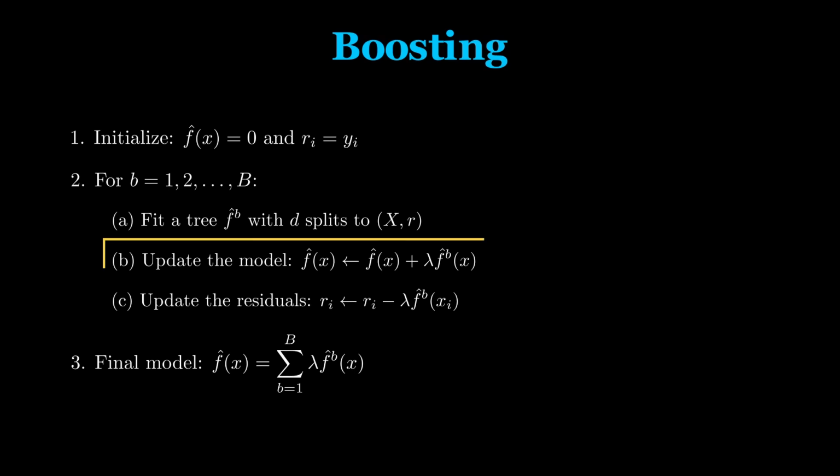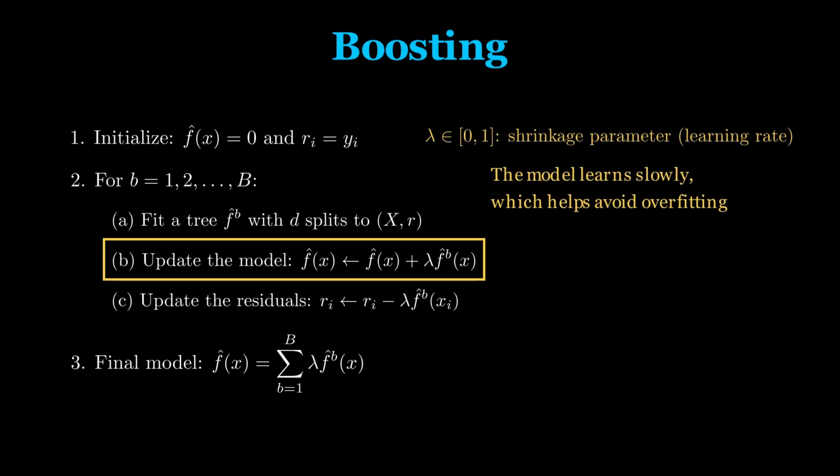The parameter lambda is the shrinkage parameter, or learning rate, and it lies between 0 and 1. It controls how much each new tree's predictions influence the overall model. By shrinking each contribution, the model learns slowly, which helps it avoid overfitting. Boosting involves 3 tuning parameters. Let's go through each one.